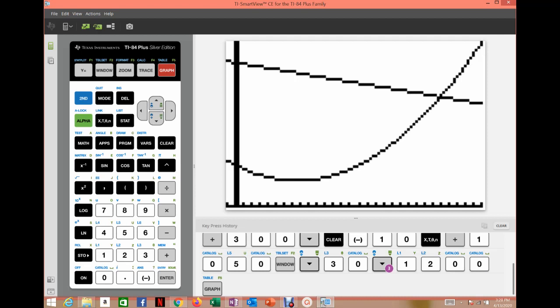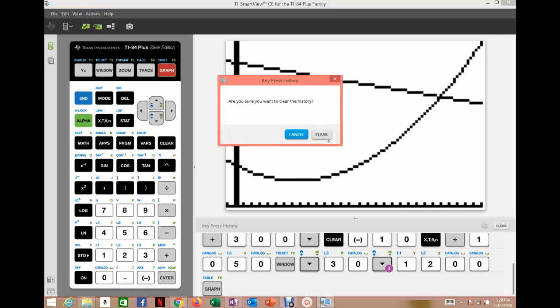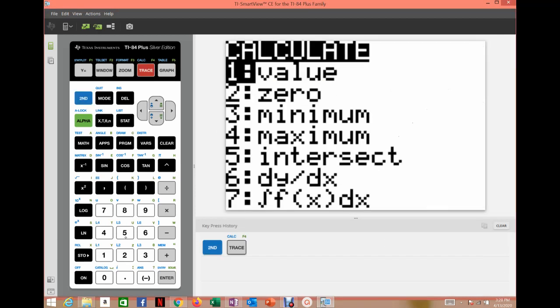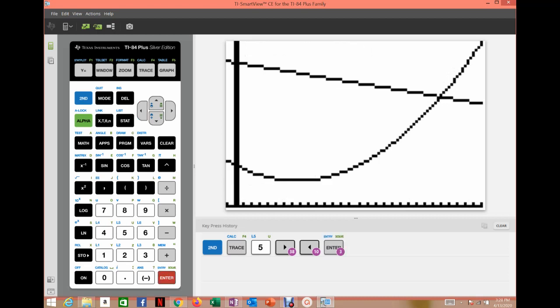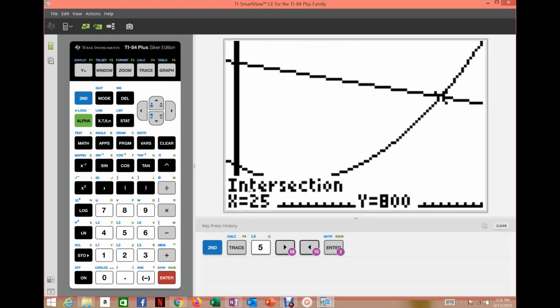I want to find that equilibrium point, and then I'm going to go sketch it all out. So second trace, intersect, first curve, second curve, and guess. Too far, hit my button too many times. All right, first curve, second curve, guess. So equilibrium quantity is 25. Our tablets need to be set at a price of 800, and we will sell 25 of them in our market.